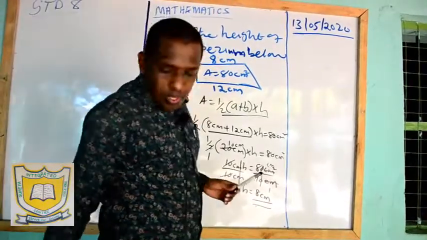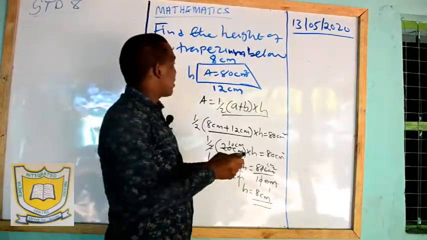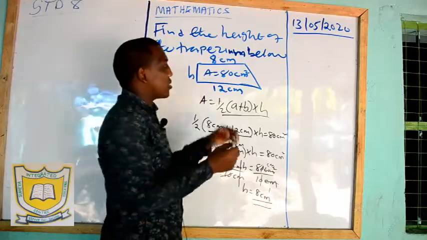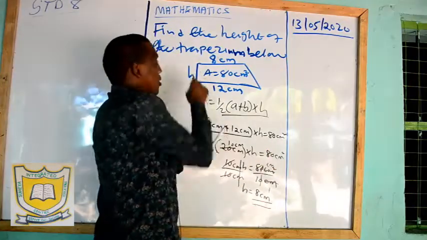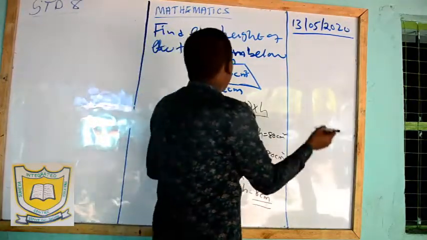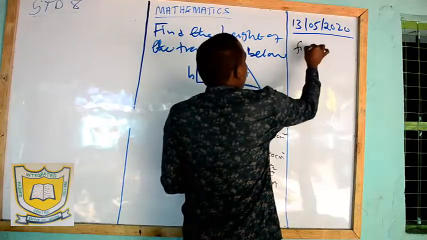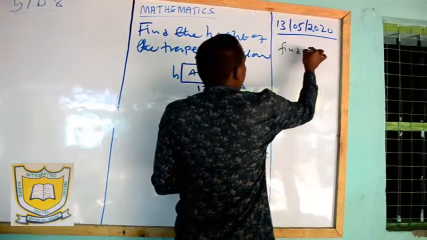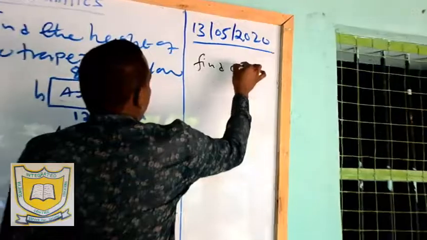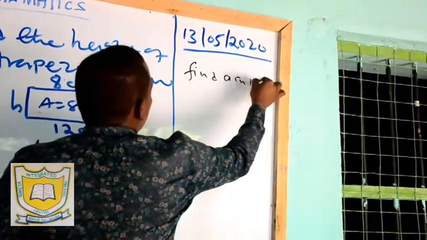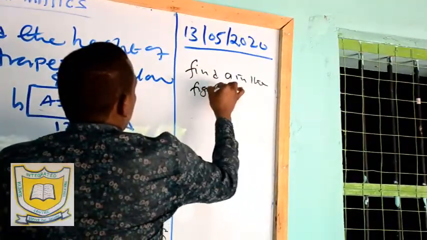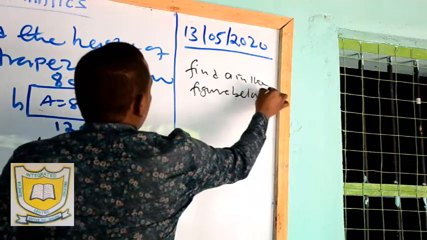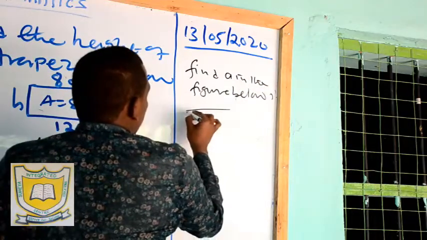Suppose now they ask one of the parallel lines. Now they are asking height. Suppose they ask the parallel lines. So let us try to get one of the lines. So let us get now, they said find A. Find A in the figure below. So this is the figure.